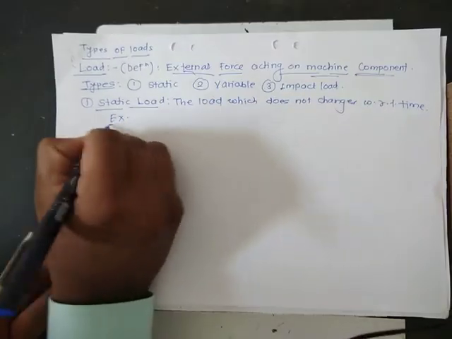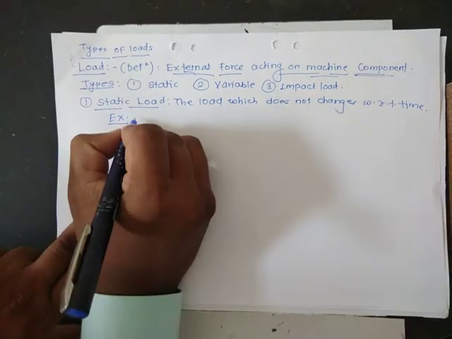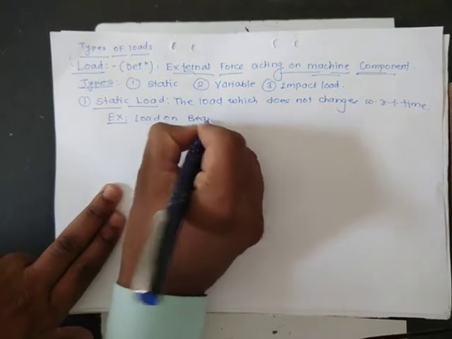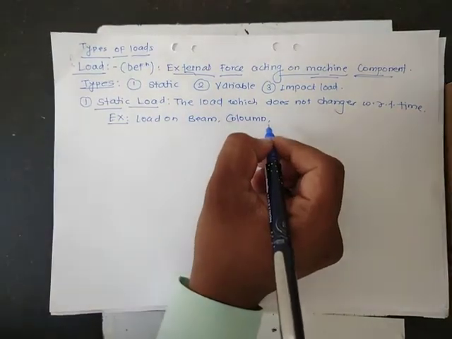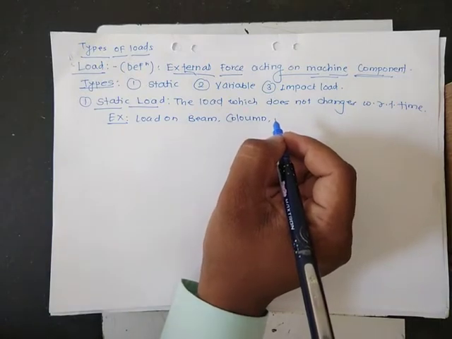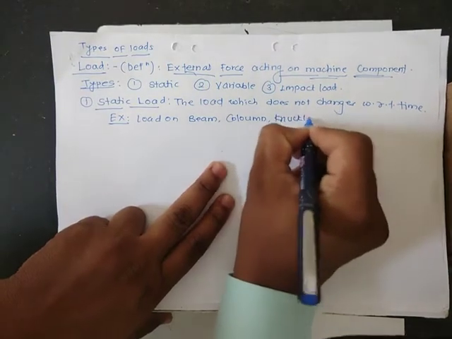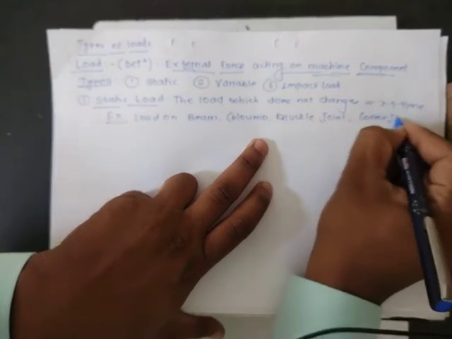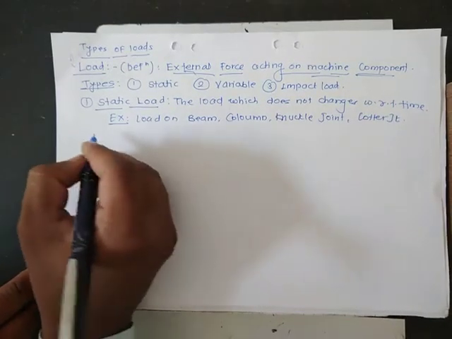The examples of static load are all the building structures including beams and columns, which are subjected to static load. Also, in unit number 1, we are going to study components like knuckle joint, cotter joint and lever. These are also subjected to static load. So these are some examples of components which are subjected to static load.